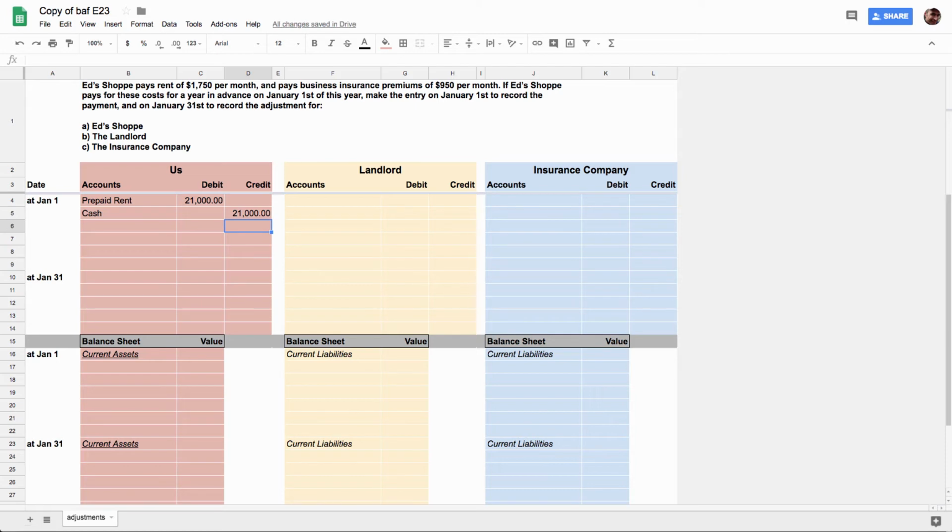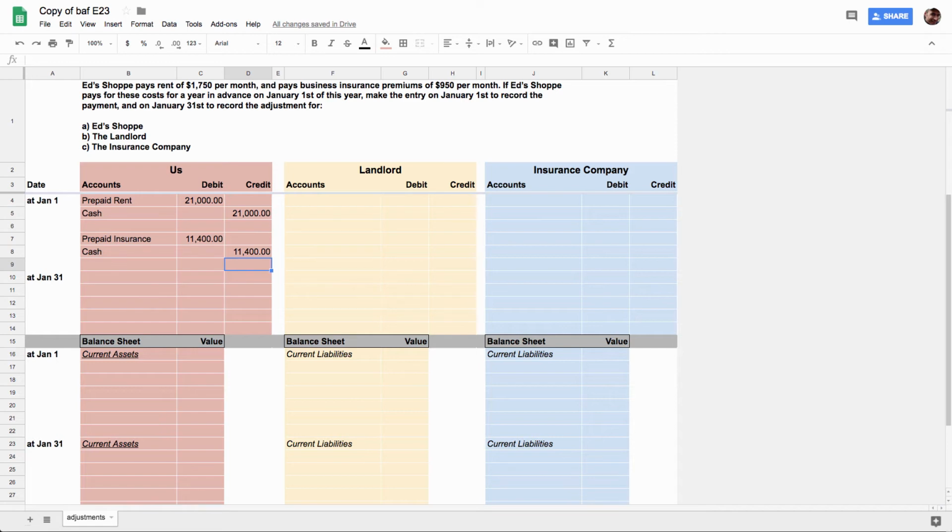Piece of cake. Second one, another check goes off to the insurance company. So it's going to be prepaid insurance. And these are assets, right? We debit assets to make them go up. This would be 12 months of $950 of insurance per month, which is $11,400. And we, again, will pay cash of $11,400 to the insurance company in advance. That's Ed done. That's what happens January 1st, paying them in advance.